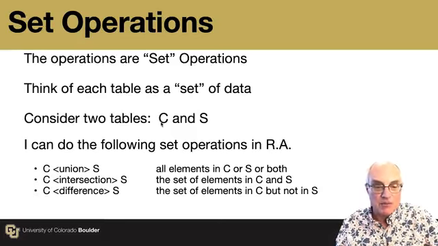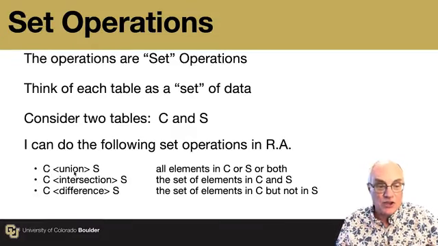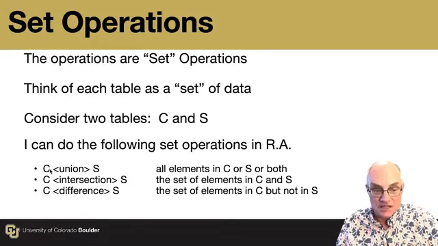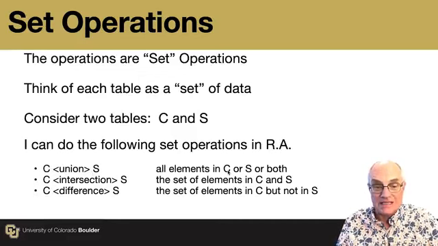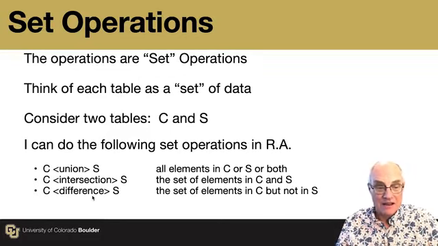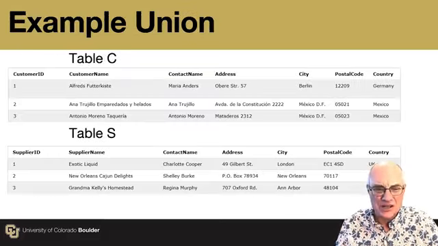I can take two tables, C and S, two different tables, and I can do operations like union those two tables together. So what is a C union S? A union of this table C and this table S. The union is going to give me all the elements in C or in S or in both. That's what a union does. An intersection gives me the set of all the elements in C and S. And the difference is the opposite of that. It'll give me all the elements that are in C but not in S. So this is kind of what the relational algebra looks like.